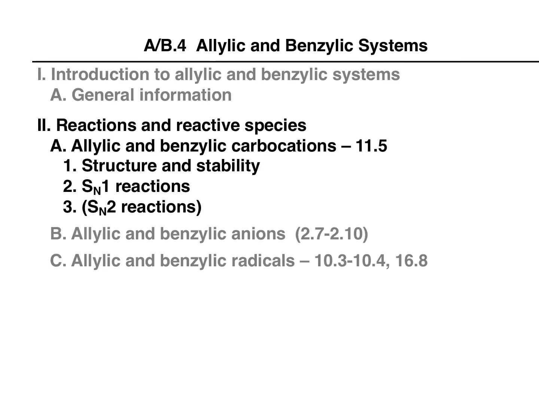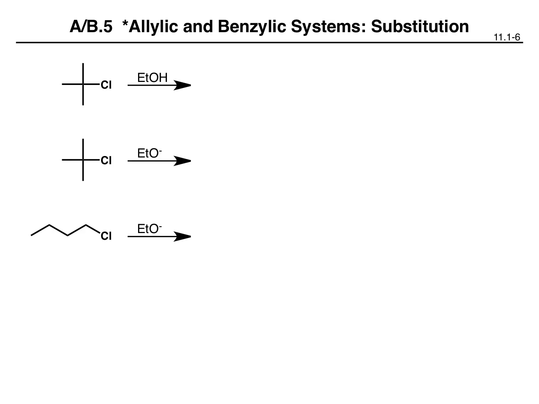Here we begin our look at reactions and reactive species, looking first at allylic and benzylic carbocations. So we'll talk a little bit about structure and stability, and then we know that carbocations are important for SN1 reactions, but then when we're done reviewing SN1, we'll also take a quick review of SN2 reactions as well. Last semester, we saw many examples of substitution reactions.